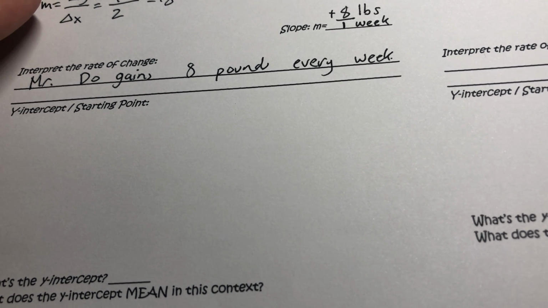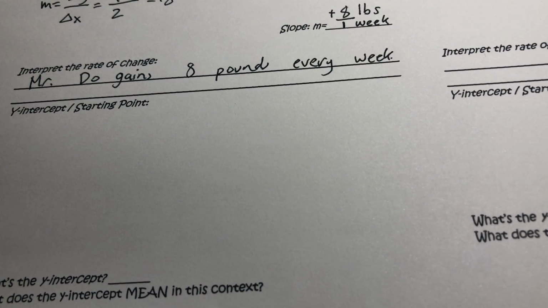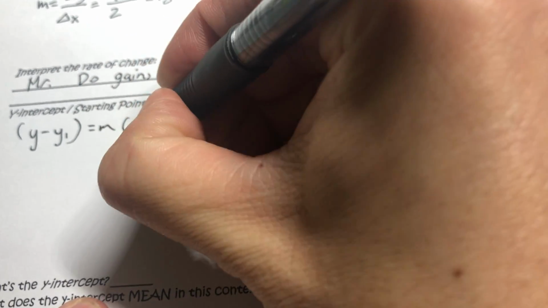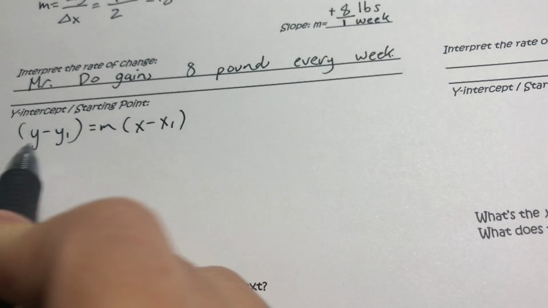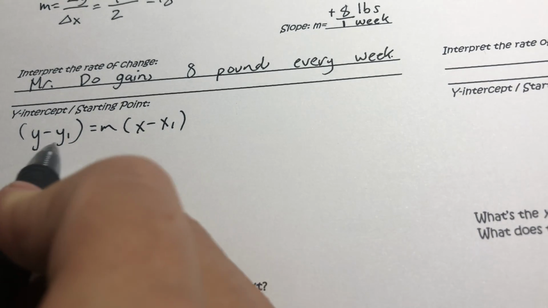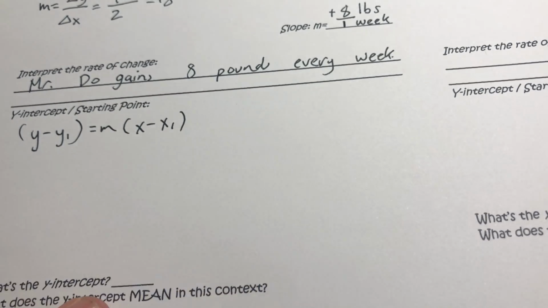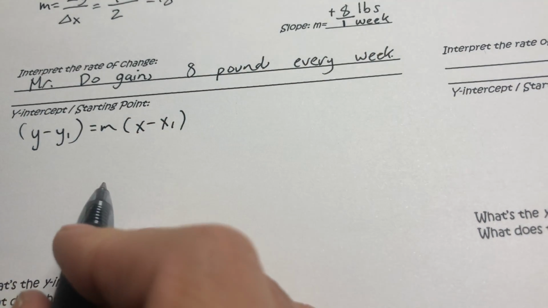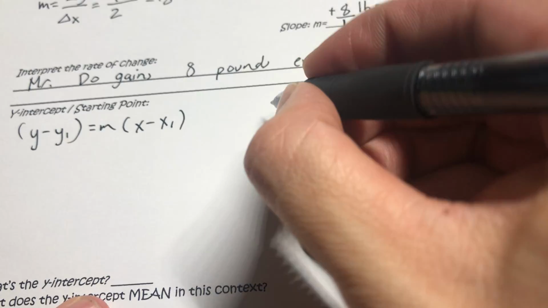All right, next, y-intercept and starting point. For the y-intercept or the starting point, let's actually do it a different way. We'll do y minus y1 is equal to m parentheses x minus x1. You guys remember what this is called? What form is this? If you have a point, x1, y1, and you have a slope, this is called point slope.